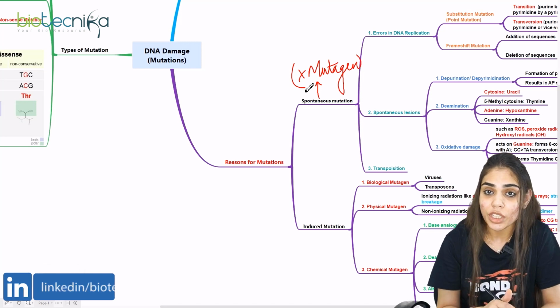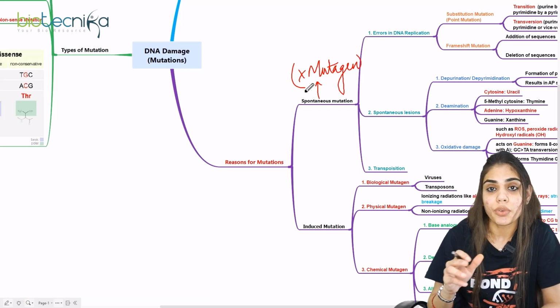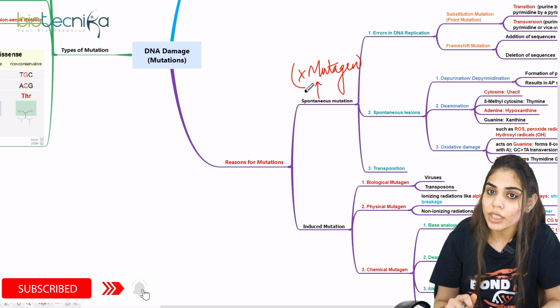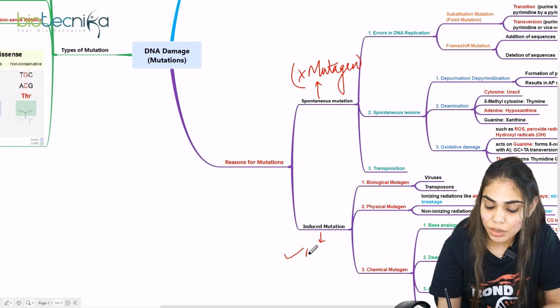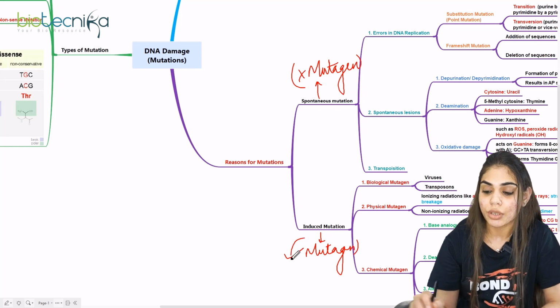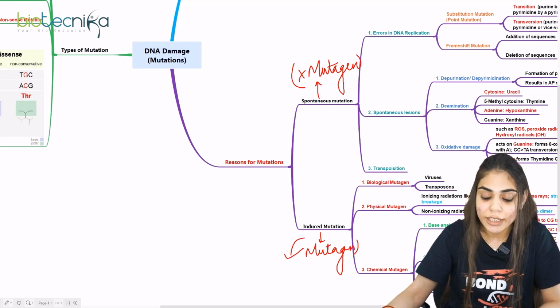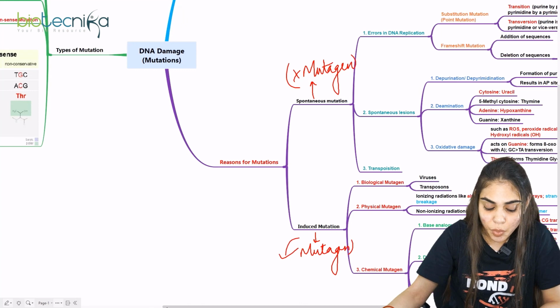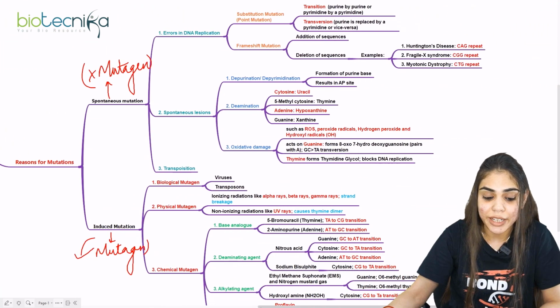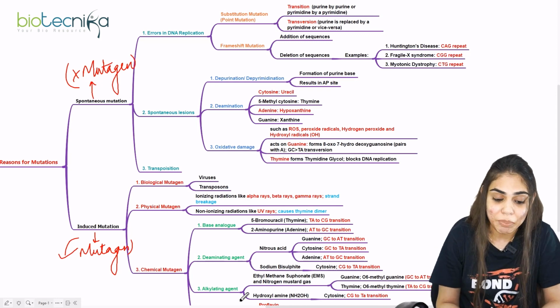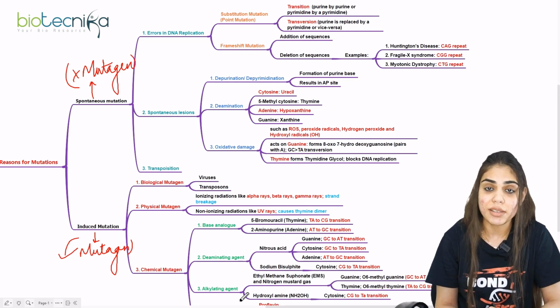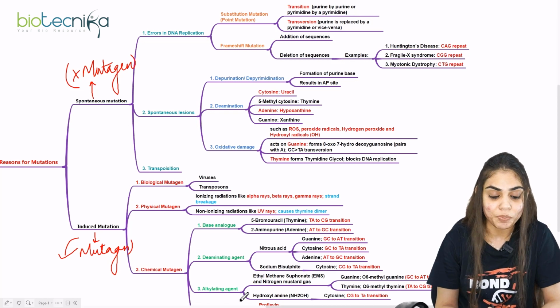This type of mutation always needs a mutagen from outside. It can be in the form of a biological mutagen, a chemical mutagen or a physical mutagen. It needs a mutagen for causing this mutation, and hence the name induced. So let's talk about spontaneous mutation first. Spontaneous mutation is further classified into three types. The first is errors in DNA replication, the second is spontaneous lesion, and the third is transposition.